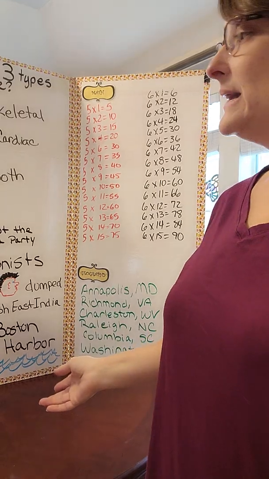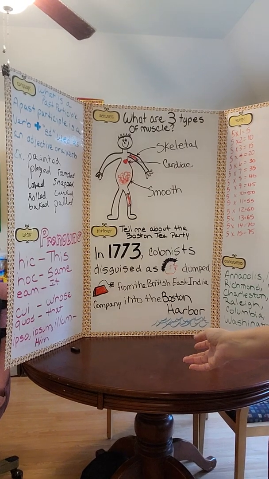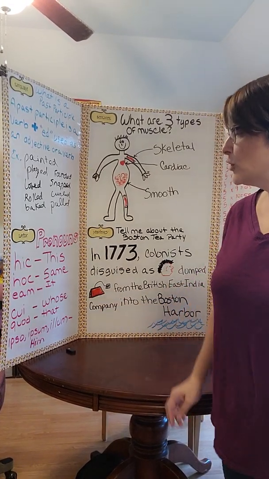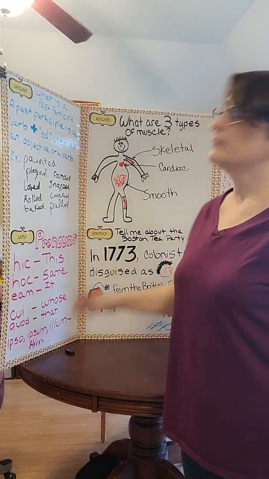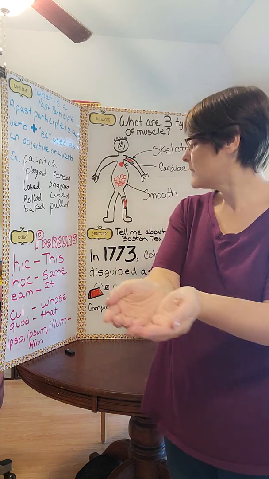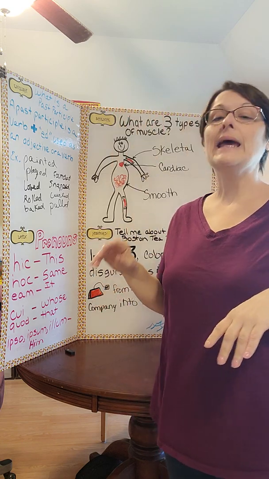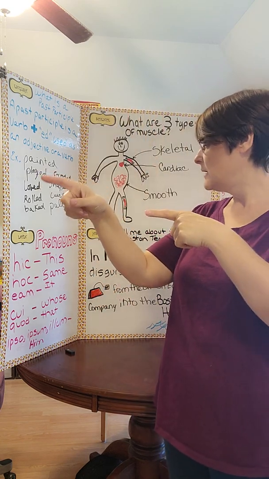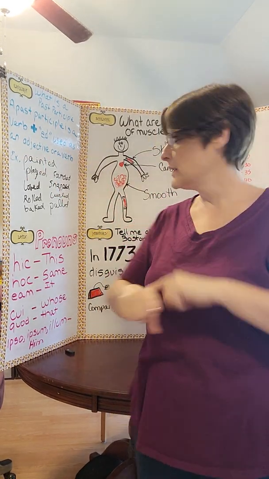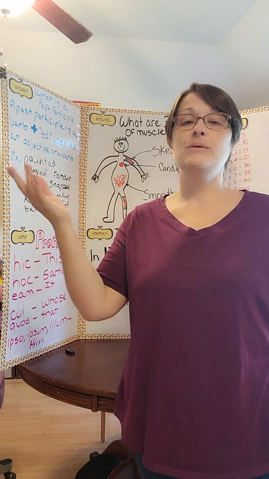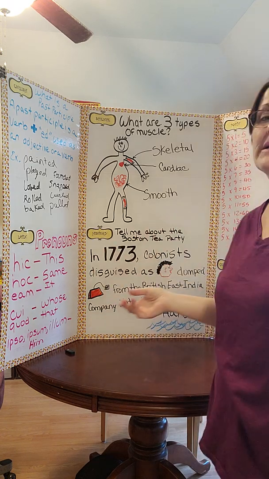So then we had our Latin pronouns. Our Latin pronouns are hic, hoc, eam, cui, quod, ipso, ipsum, illum. So we did hic, this, hoc, same, eam, it, cui, whose, quod, that, and then ipso, ipsum, illum, him. And that's what we did. We chanted it over and over again with the kids with the movements.